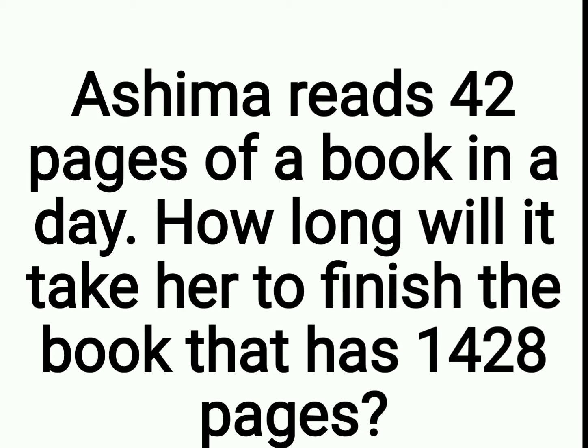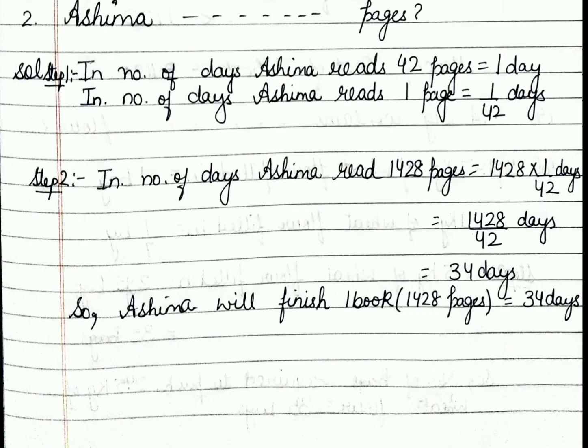So first we will understand how we write a line. See, in the number of days Ashima reads 42 pages. Clear? In this manner we write a line. See how: in the number of days, Ashima reads 42 pages is equal to 1 day. Clear? Then in the number of days, Ashima reads 1 page, 1 page is equal to 1 by 42 days. Clear? Then in the number of days Ashima reads 1428 pages.